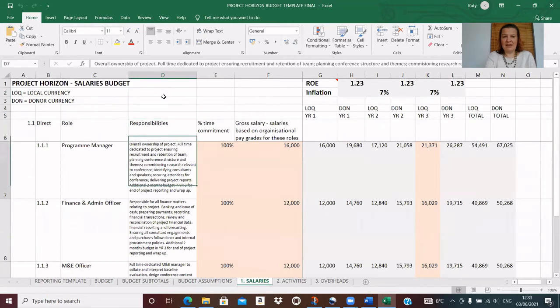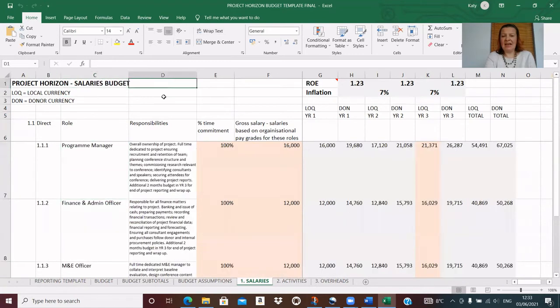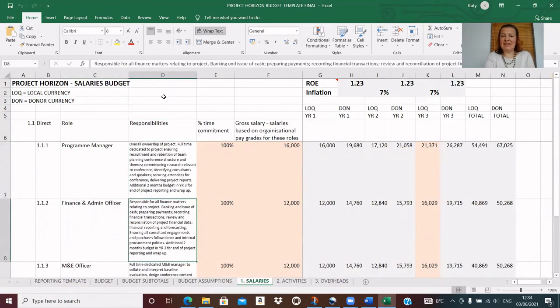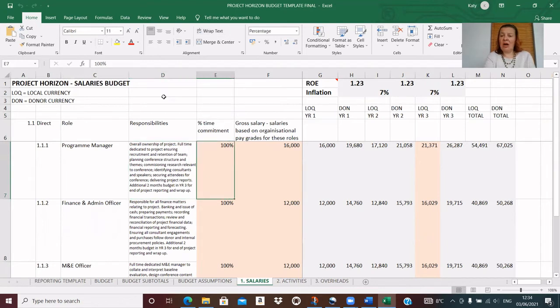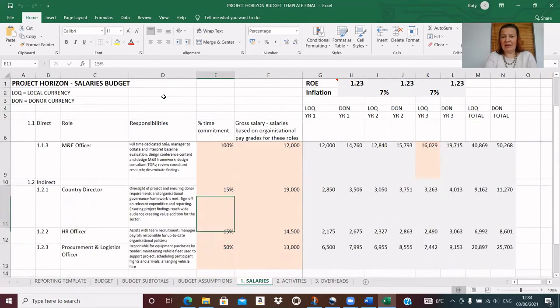So within the salaries, I have documented the roles that I need. And I have also here documented the responsibilities and contribution that each of these roles will make to the project. That's being very transparent about the reasons why these costs are necessary. I've then put in a percentage of time that I expect these people to commit to the project. These first direct roles you'll see are at 100%, and then I have put in the percentages here that I deem relevant for the support roles.